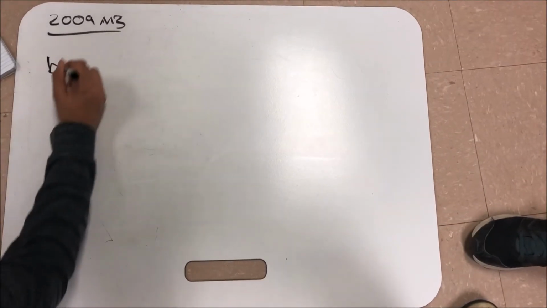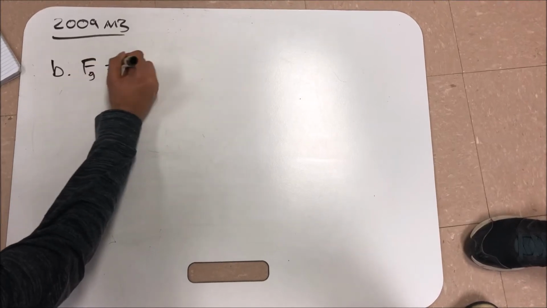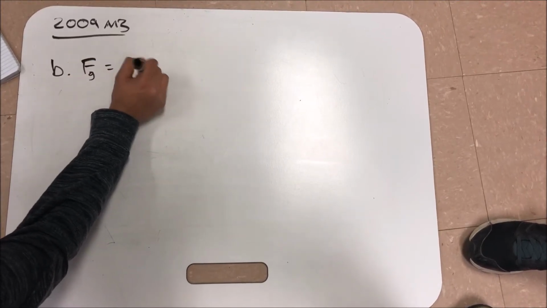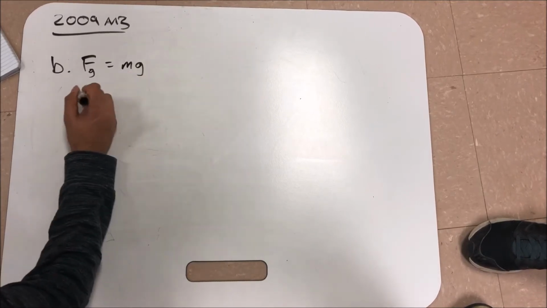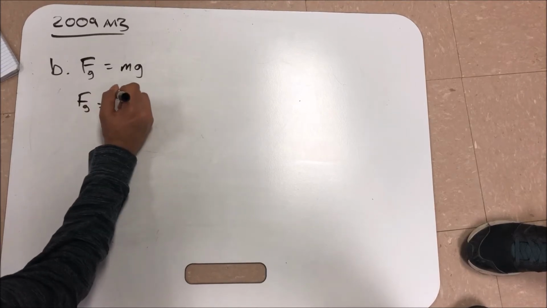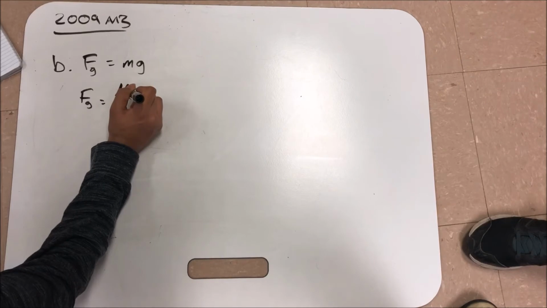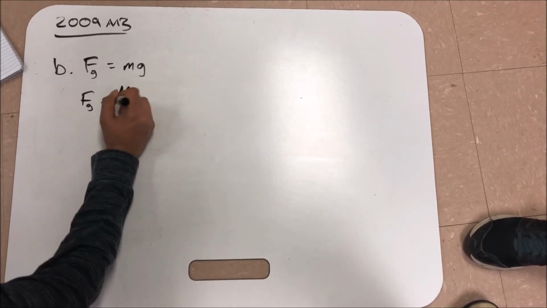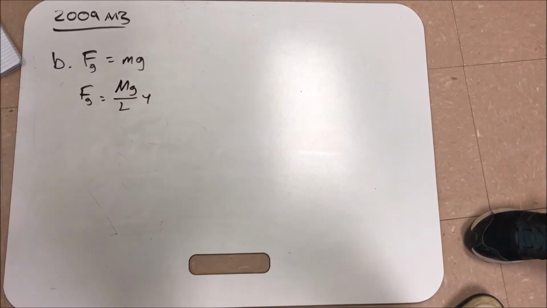For part B of this problem, we know that the force of gravity is mg, where the mass is capital M. Now we need to find the force of gravity only for the part of the rope that's hanging. We do this by taking a proportion, multiplying the force of gravity by y over L. This gives us only the force of gravity for the hanging part of the rope.